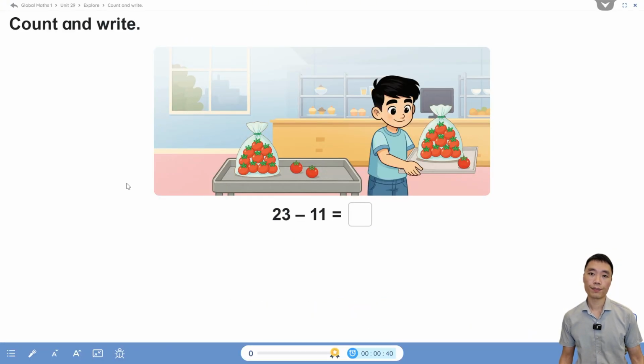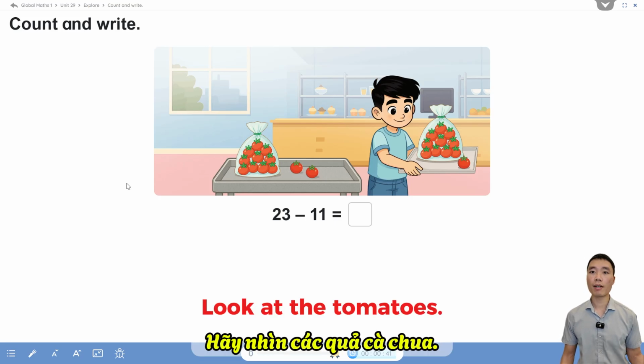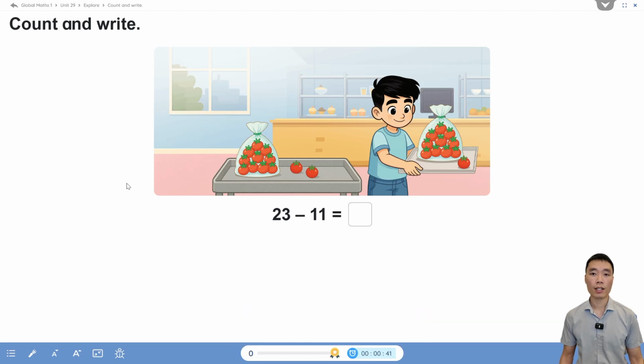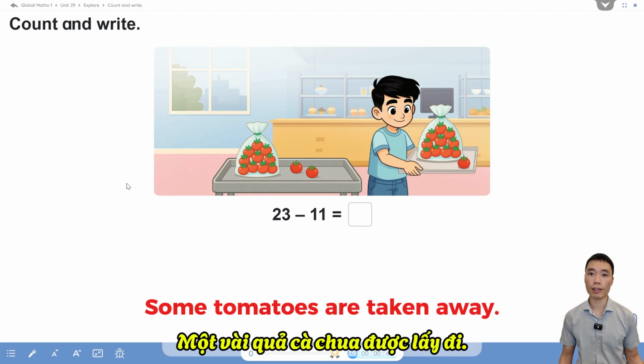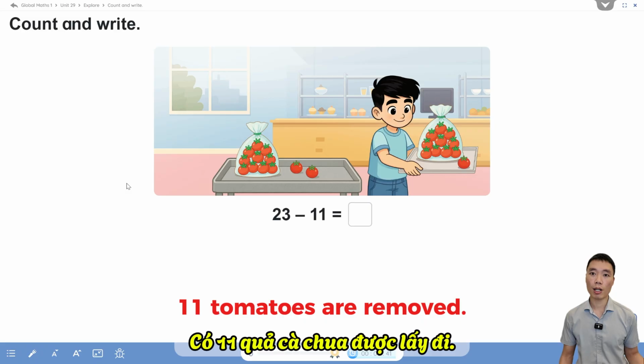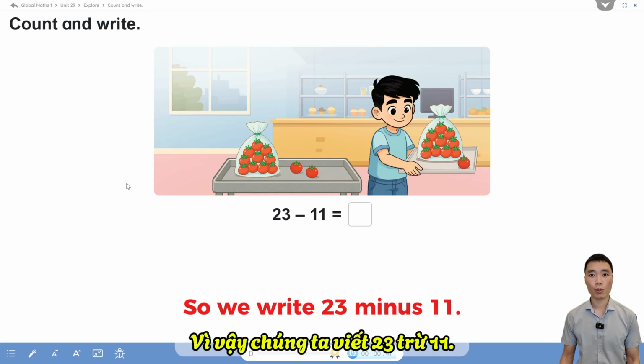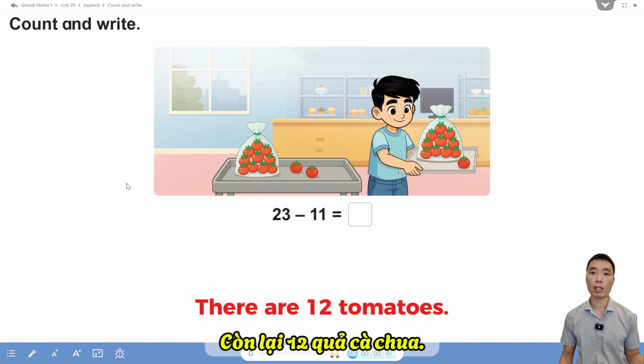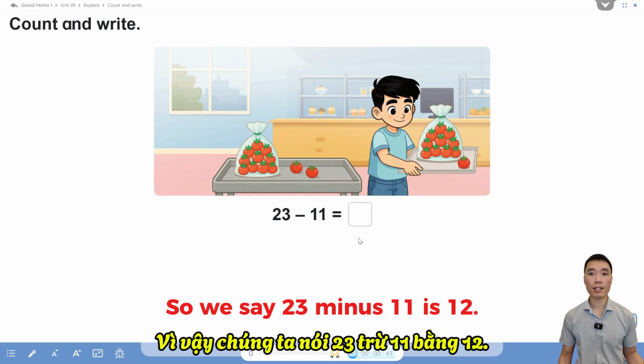Count and write. Look at the tomatoes. There are 23 tomatoes. Some tomatoes are taken away. 11 tomatoes are removed. So we write 23 minus 11. Let's count the tomatoes left. There are 12 tomatoes. So we say 23 minus 11 is 12.